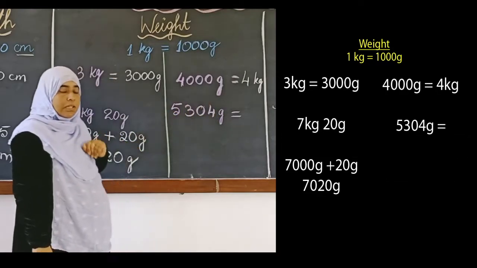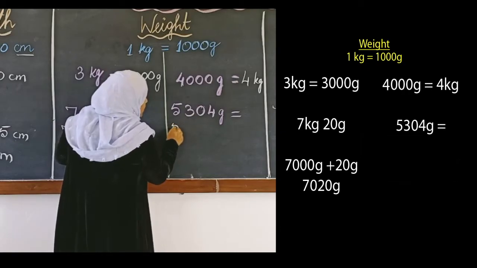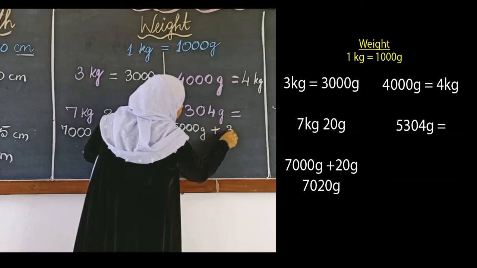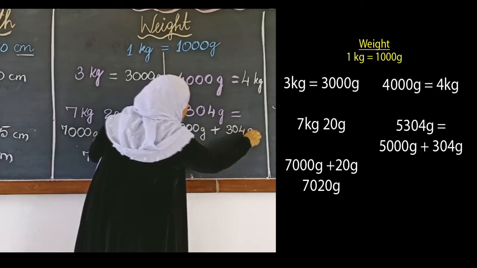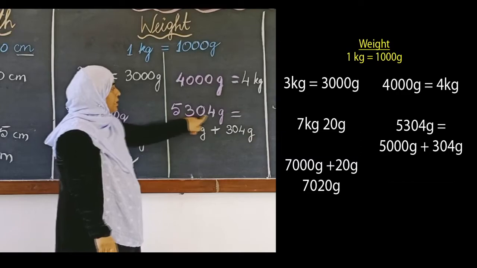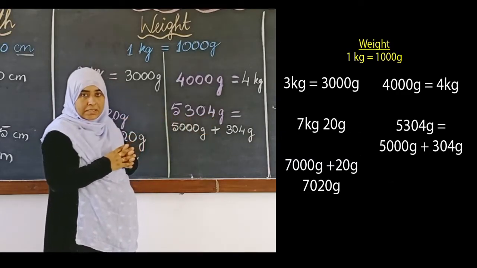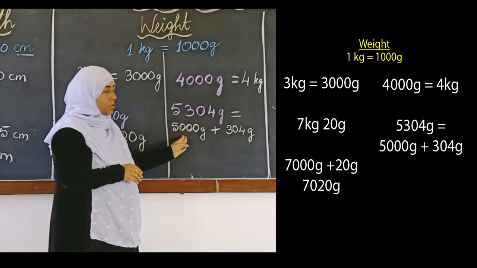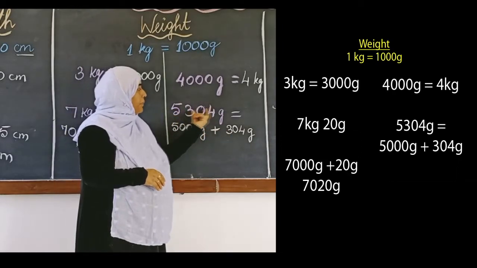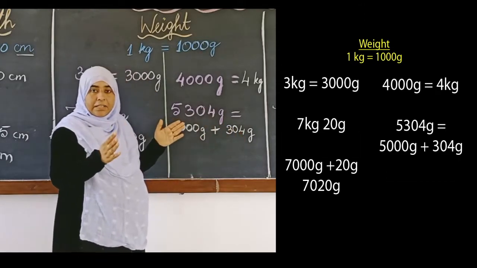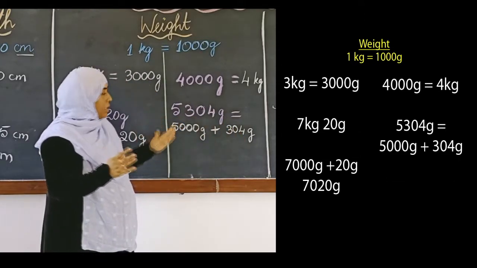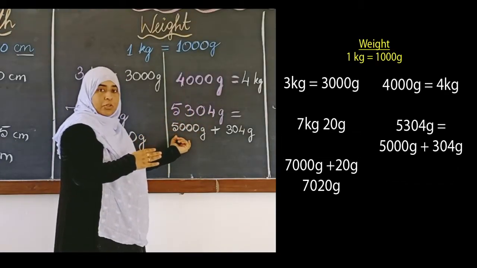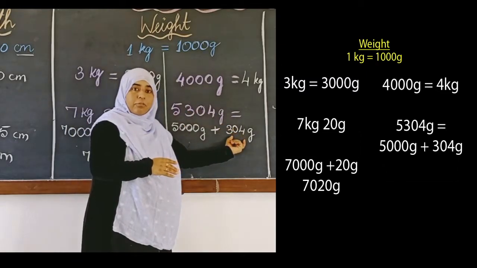Then the next example that I have here is 5304 grams. Now this I will write as 5000 grams plus 304 grams. Now what did I do? This 5304 I have made into 2 parts. In one part I have kept 5000 and in the second part I have kept 304. So I have divided the number into 2 parts, 5000 grams and 304 grams.